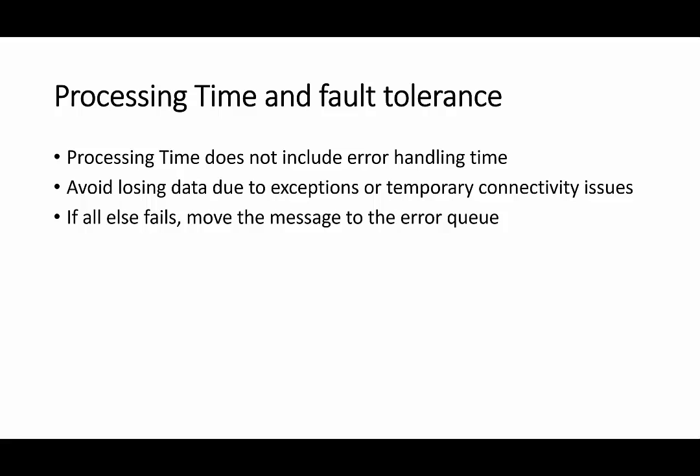So what do we do when there are errors? When using durable messaging, we can avoid losing any data by using a retry mechanism in case of an exception. If all our retries fail, we move the message to the error queue. Let's see how that works when we're using NServiceBus.